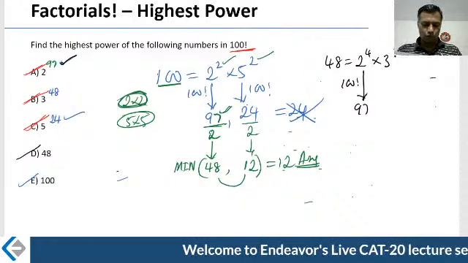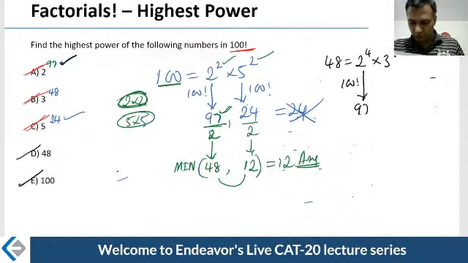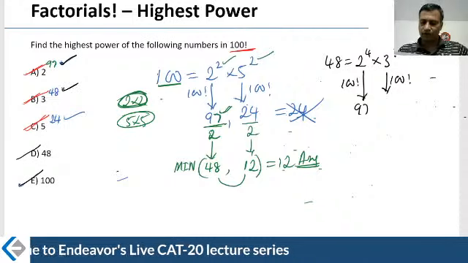What if this was the only question? Then you would have to find that 97 first. Okay. What is the highest power of 3 in 100 factorial? That is 48. We are ready with that for now.